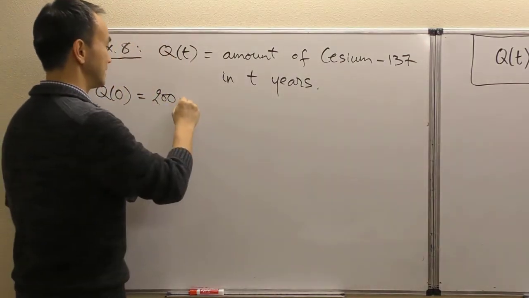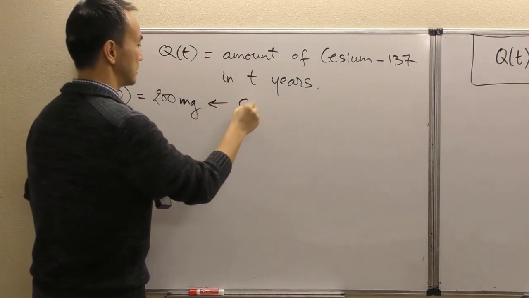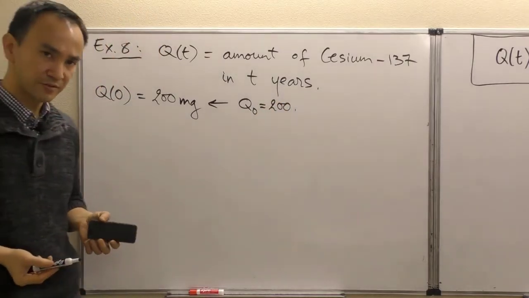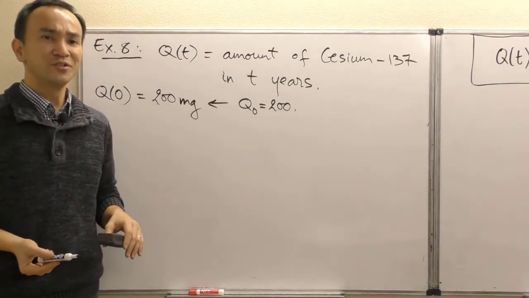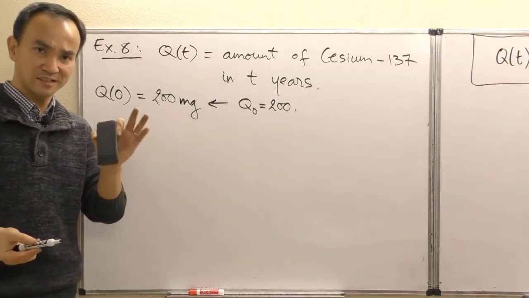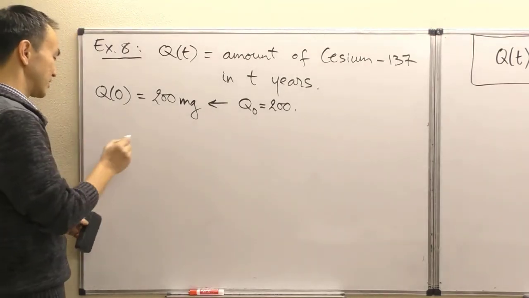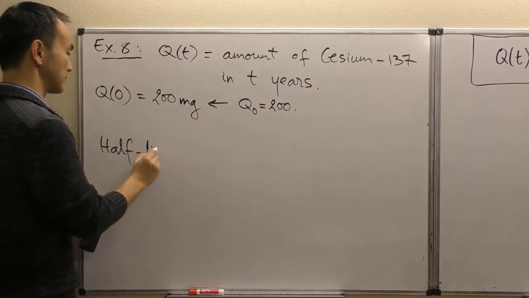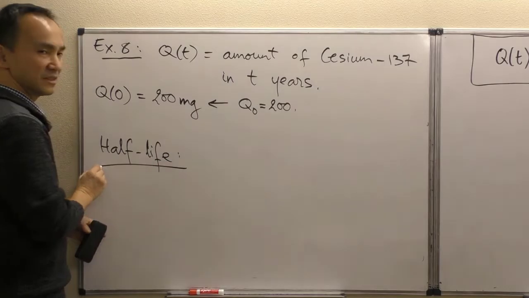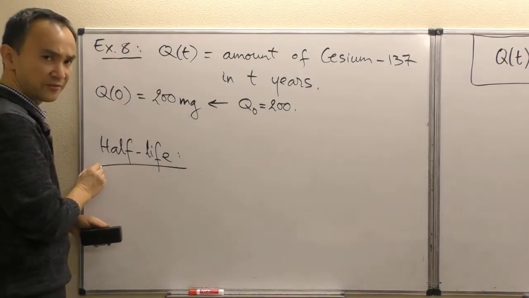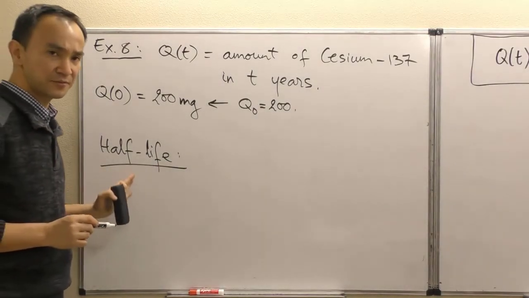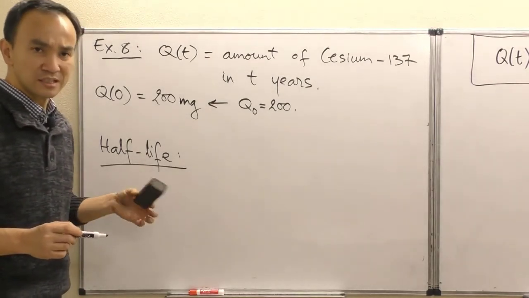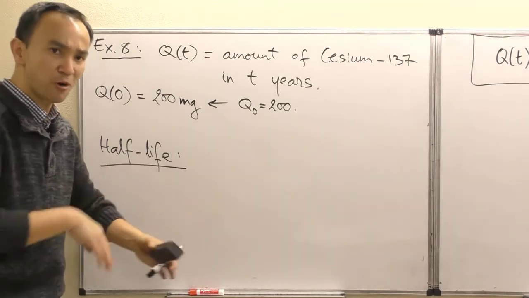Okay, and yes, this is our Q sub 0 quantity, 200 milligrams, and that's all we know. And so now, what exactly is a half-life? Half-life as a definition is a term that's very commonly used among scientists, like any scientist who studies chemical or any natural process.